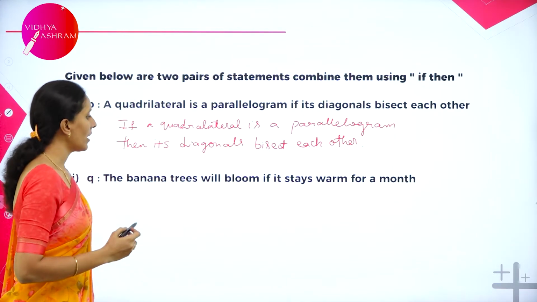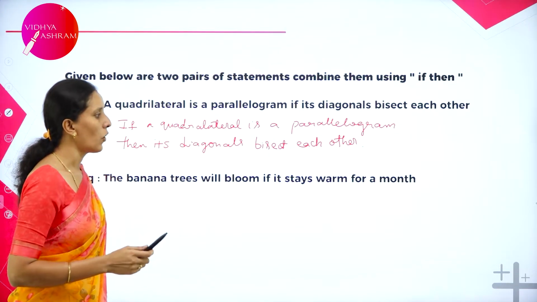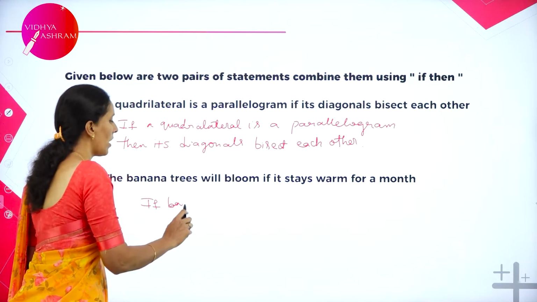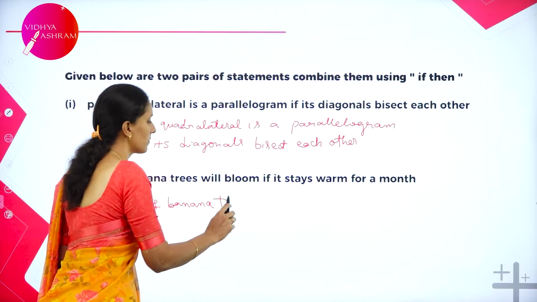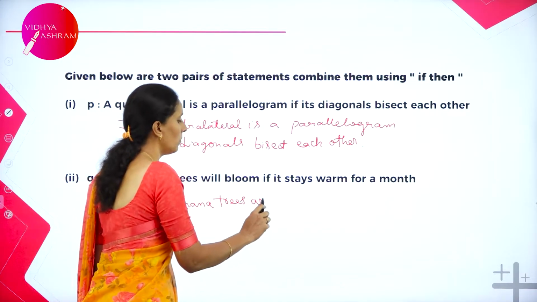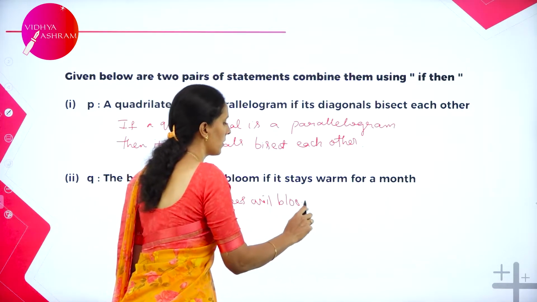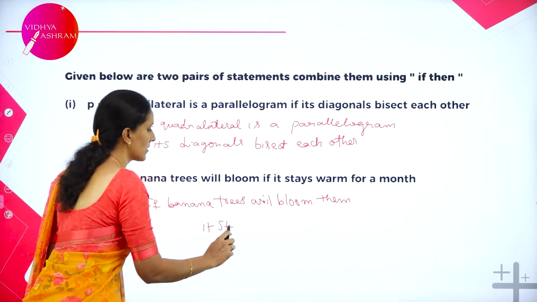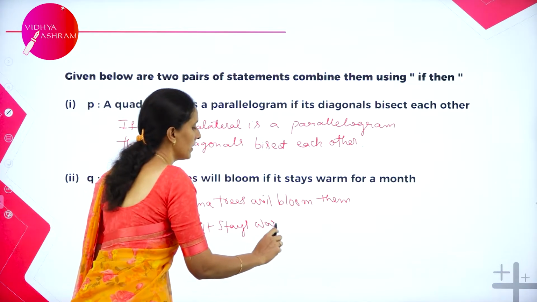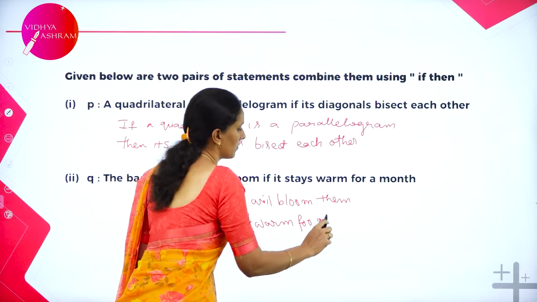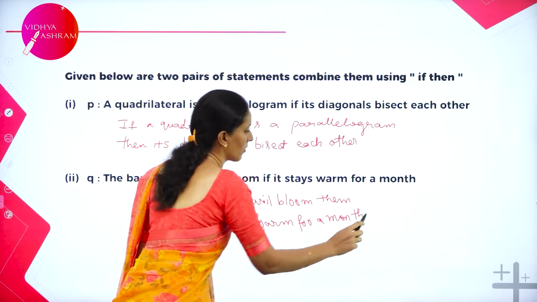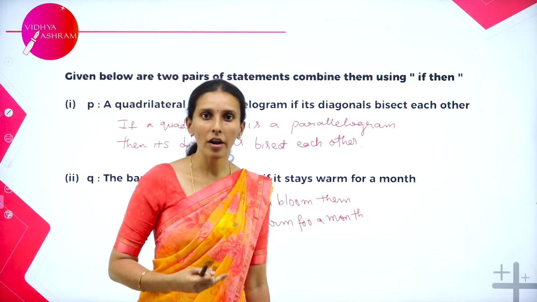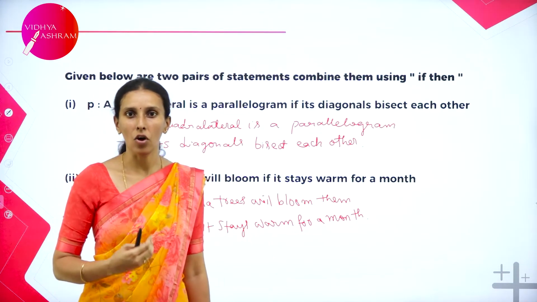Next, the banana trees will bloom if it stays warm for a month. So if banana trees will bloom, then it stays warm for a month. Like this, we can also connect statements using and, or, if then, and if and only if.